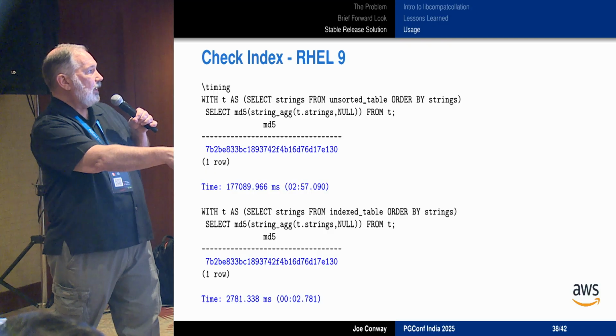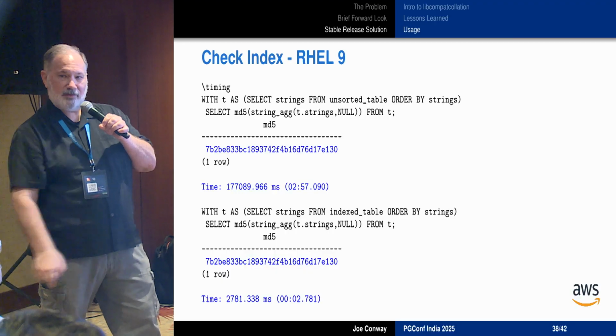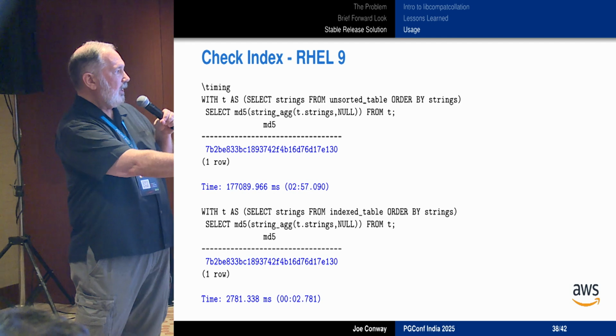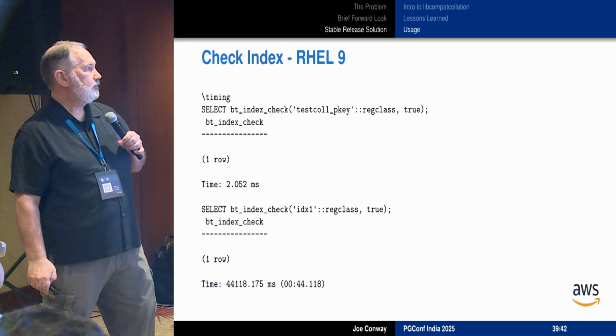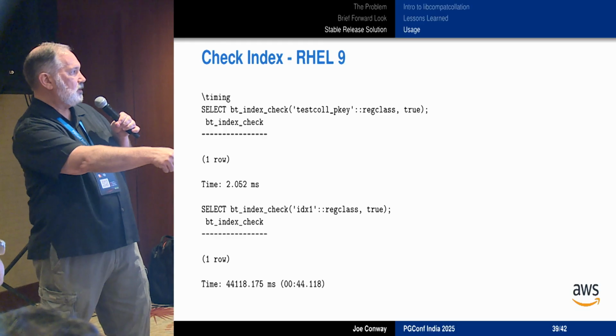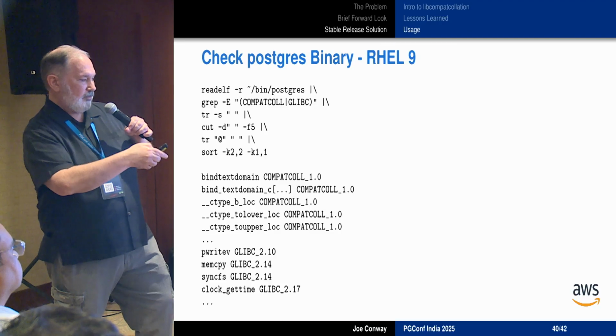So again, on RHEL 9 and using the compatibility library, now I'm seeing that RHEL 7 signature, and I'm getting that 3-minute time. And my indexes pass the AM check. Okay, the last 2 slides are just kind of for completeness.